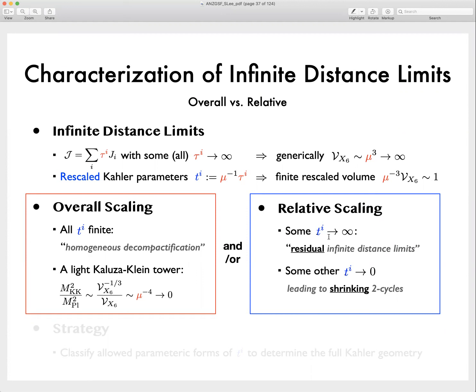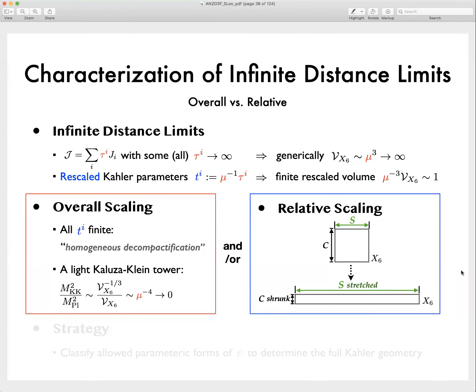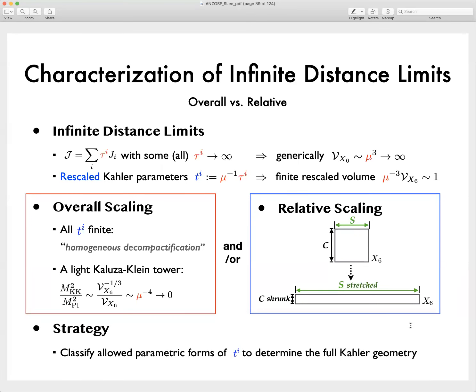Then necessarily some other t i's are to be small because the rescaled X6 volume must be finite by construction. So we are bound to have some shrinking two-dimensional cycles. And for an intuition, you can just imagine stretching one side of a rectangle while keeping the area of the rectangle fixed. Actually, we classified the allowed parametric forms of these rescaled parameters t i's, thereby determining the full geometry for each infinite distance limit. And now I will summarize the characteristic features of this geometric classification.